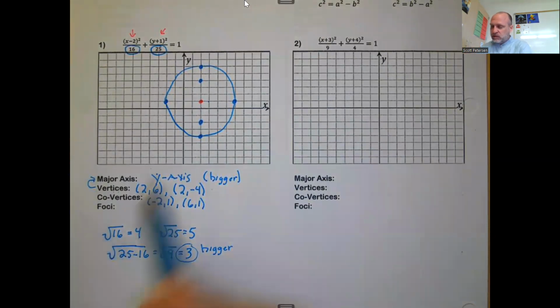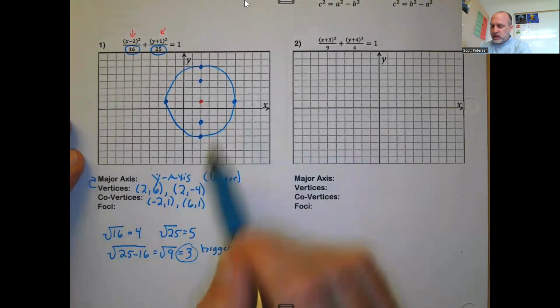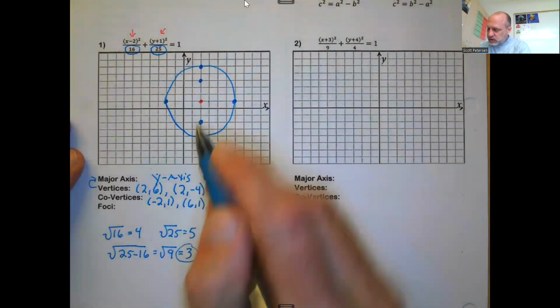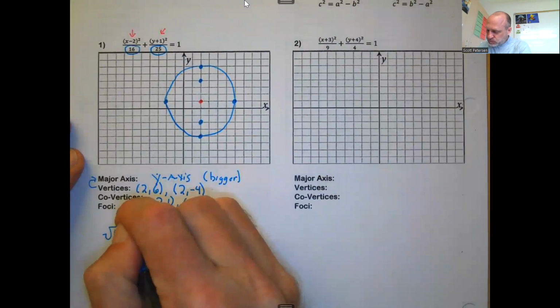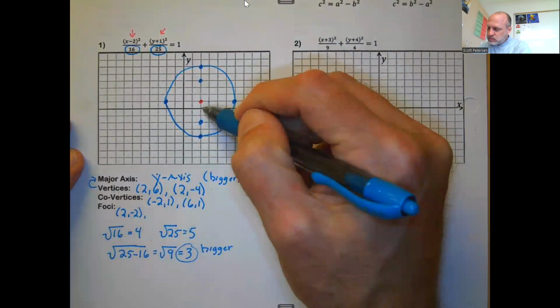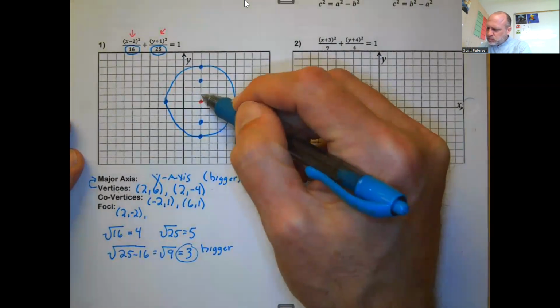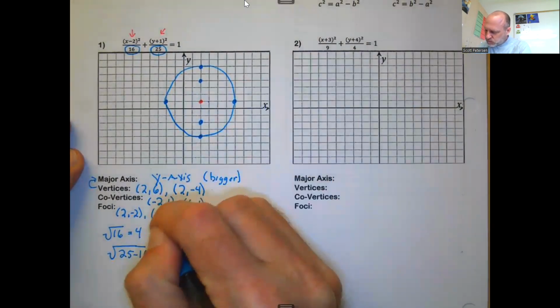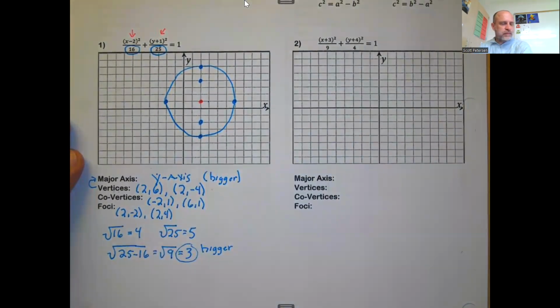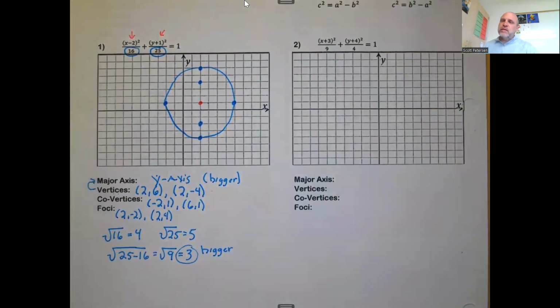Last but not least, our foci, which again are on the major axis, is going to be 2, -2, and 2, 4. I also wish I gave myself a little bit more space, so that's a little messy, but hopefully you guys can follow along. So again, we'll do a couple of these to get us prepared.